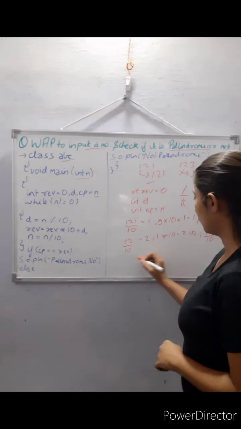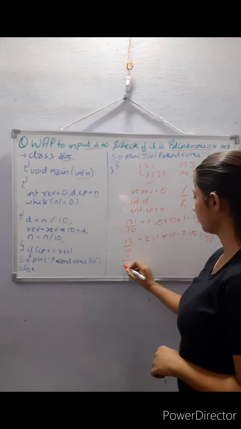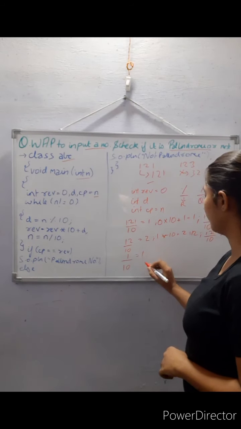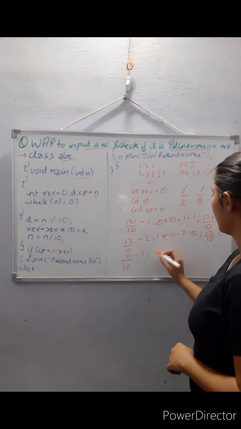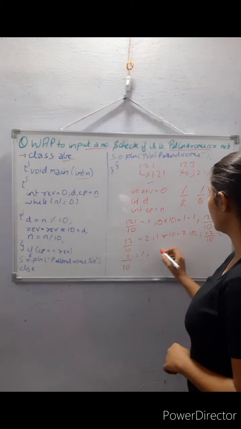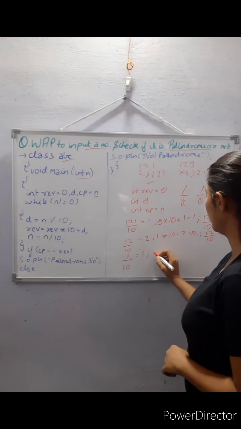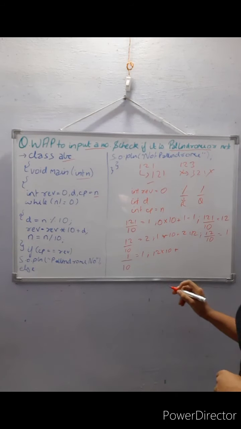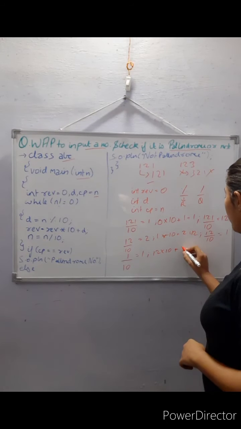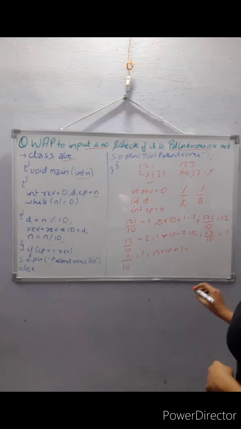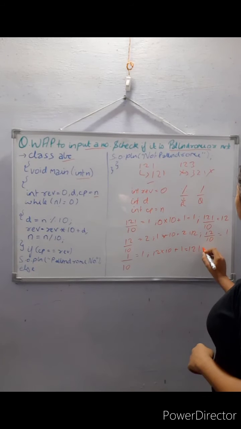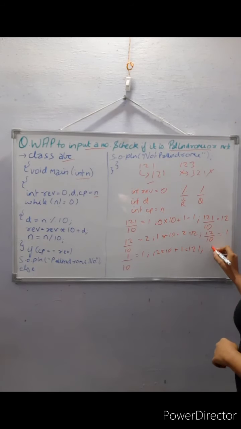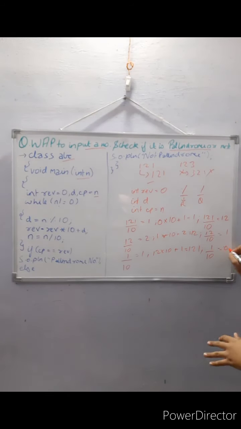Okay, now the number n is 1, 1 modulus 10, we will get the remainder 1. Then now the value of reverse is 12, so 12 into 10 plus number and d, which is 1 over here. 12 into 10, 120 plus 1, 121. Now removing the last digit, we will get the quotient 0. So the program will stop running over here as the value of n now becomes 0.